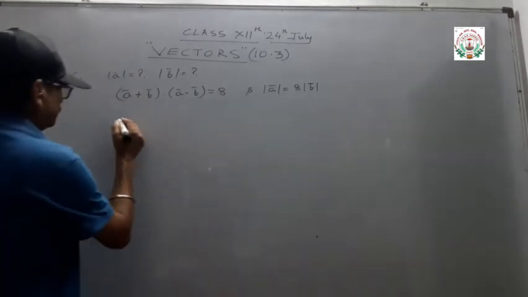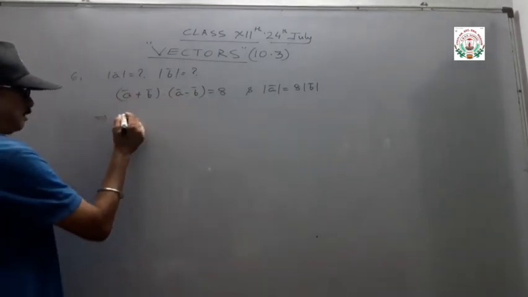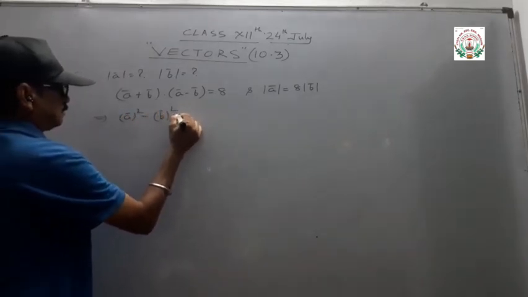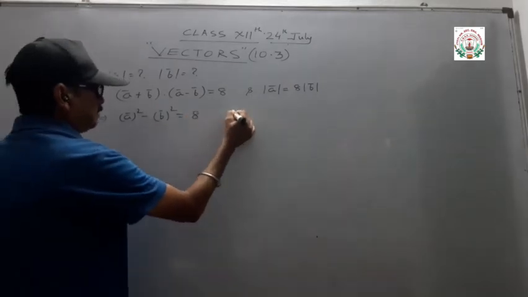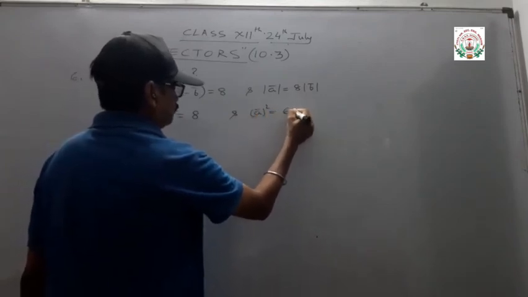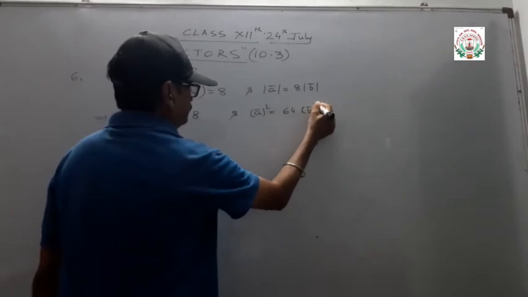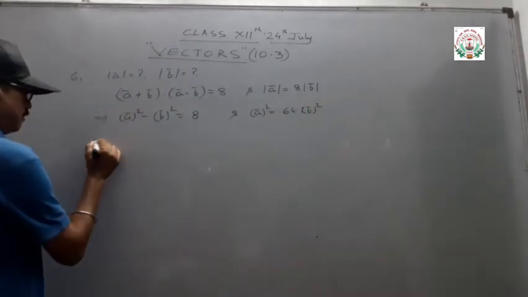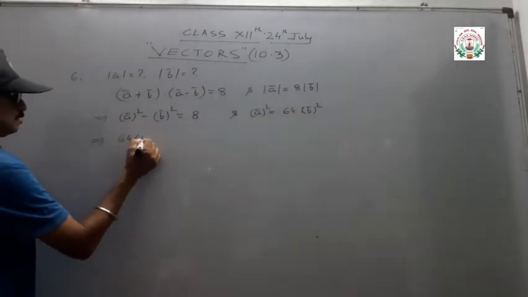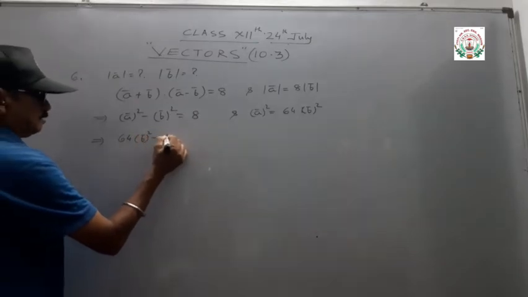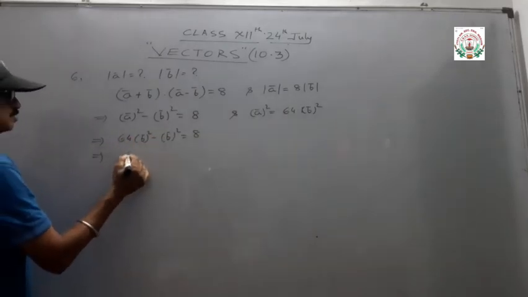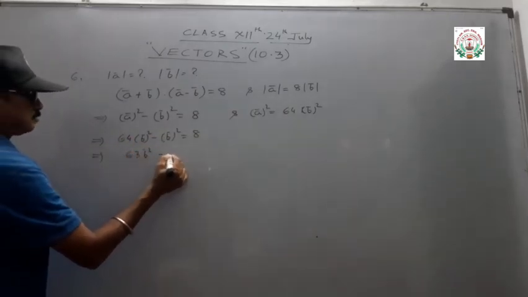So (A plus B) into (A minus B) is A square minus B square, vector A square minus vector B square, equals 8. Here if I square both sides, I get A square equals 64 times B square. So as the value of A square is 64 times B square, I can substitute the value here: 64 times B square minus vector B square equals 8. So 64 minus 1 becomes 63 B square equals 8.